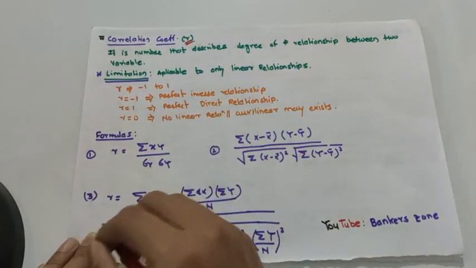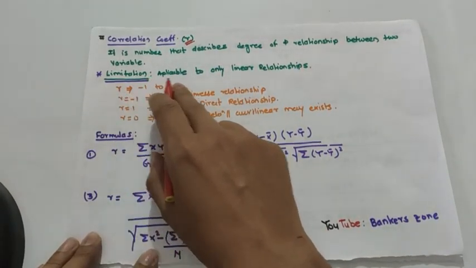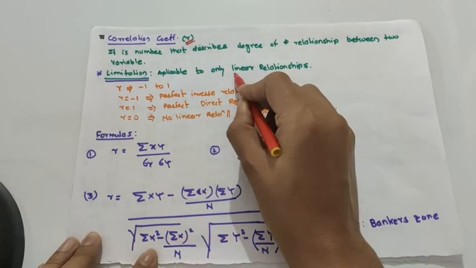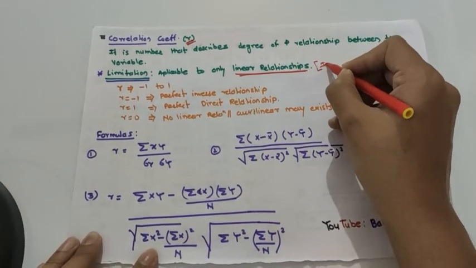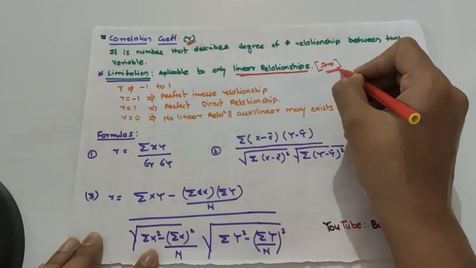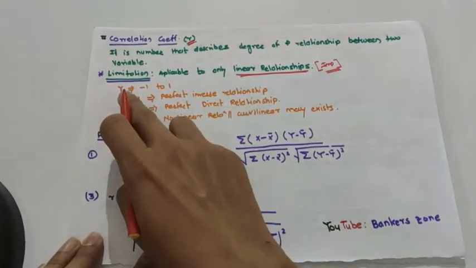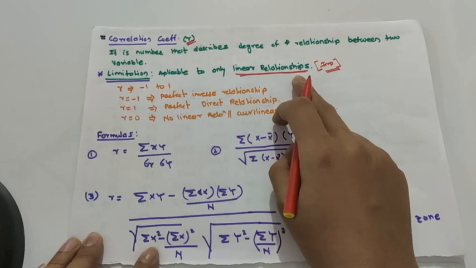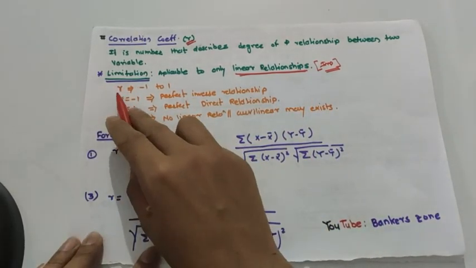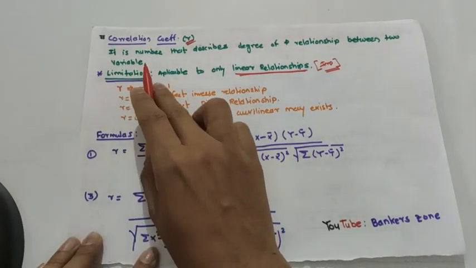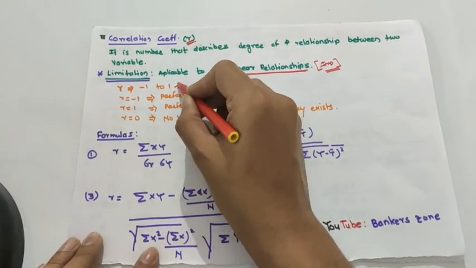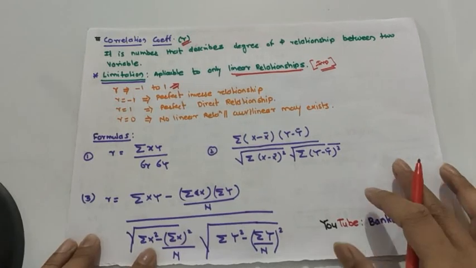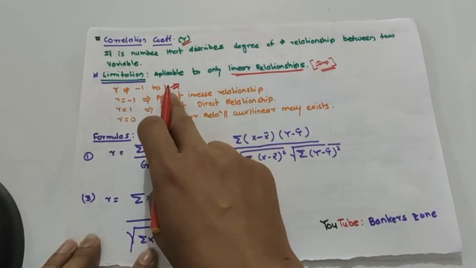What is the limitation of the coefficient of correlation? It is applicable to only a linear relationship. Very important: correlation can be applied to only a linear relationship. It cannot be applied to other relations. So that is a one-liner question for your examination. Also remember, the value of r always lies between minus 1 and plus 1. That may be a one-liner question. The possible value of r, the correlation coefficient, is minus 1 to plus 1.